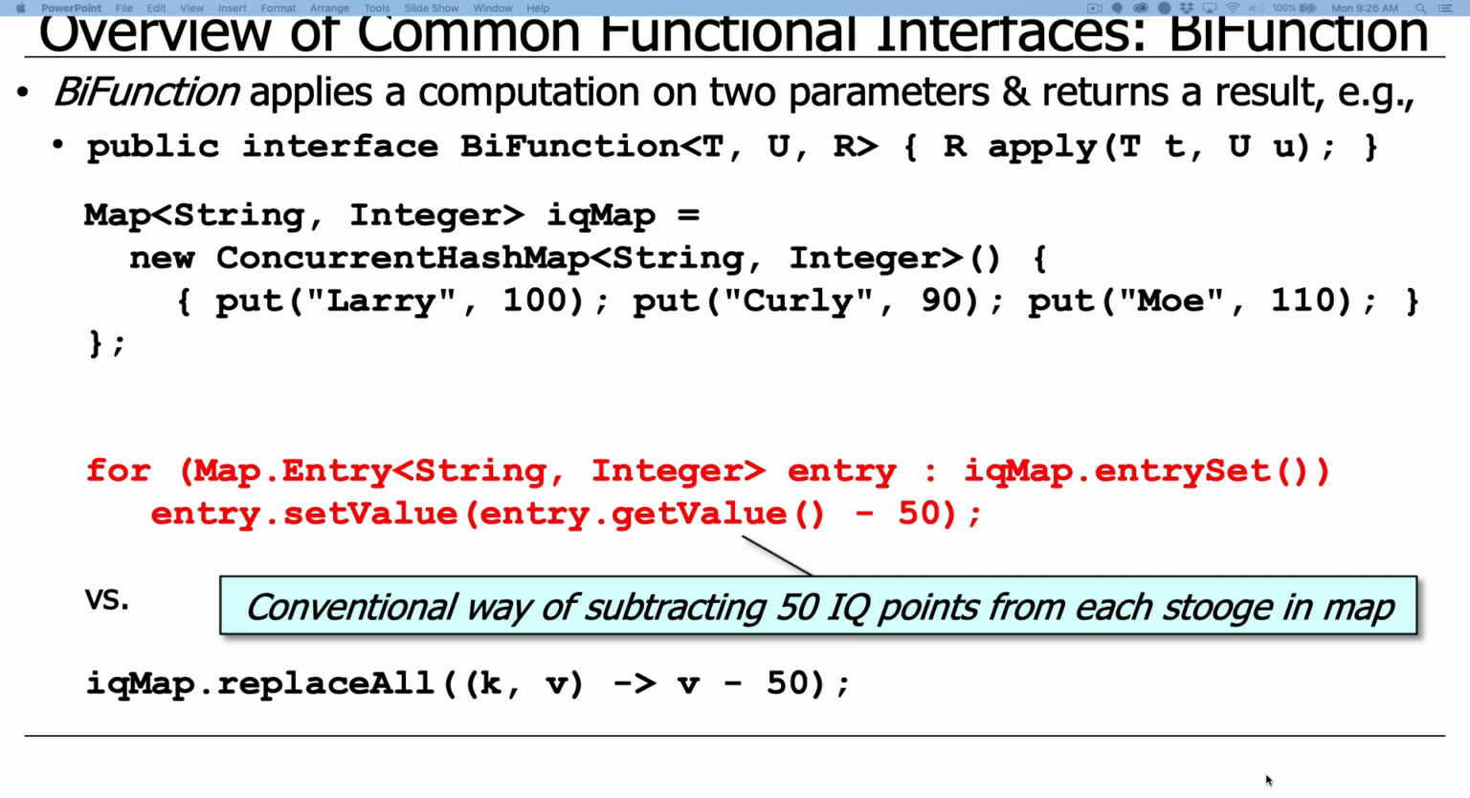And this is just showing a classic for each loop. So we're going to get the entry set, and we're going to iterate through that entry set. Each element in the entry set is an entry mapping string to integer, or stooge to their IQ. And this is the old school way of doing things. There are several limitations with this way. Number one, it's kind of verbose. And number two, it's not thread safe.